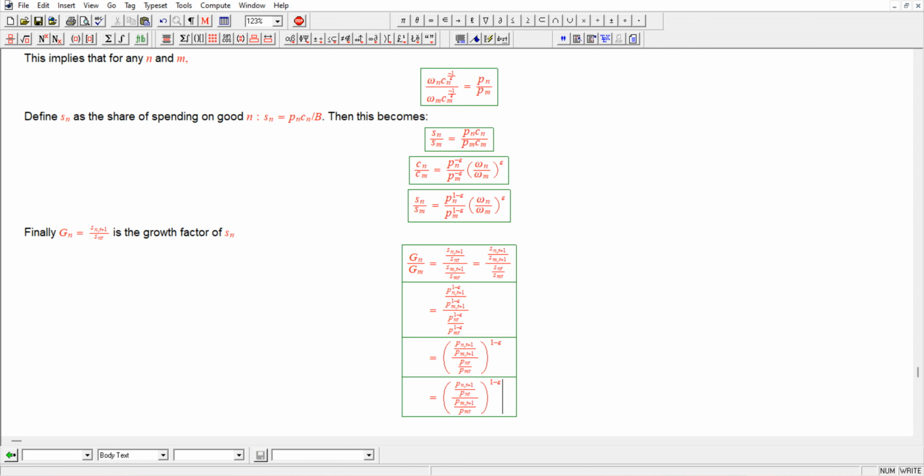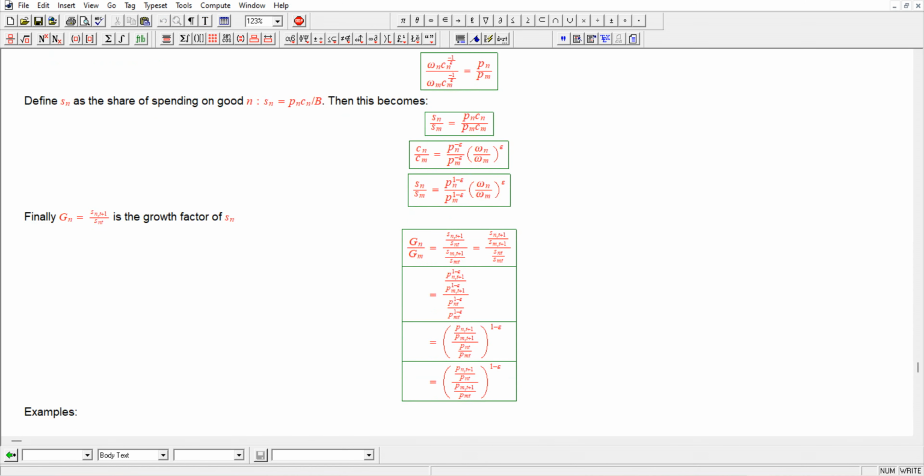Now epsilon greater than 1 means that goods are substitutes, and epsilon less than 1 means that goods are complements. And so we're getting that if goods are substitutes, then goods that become cheap rapidly grow to dominate. If goods are complements, then it's the opposite. So then the question is, why might it be that prices grow at different rates? And for that, let's look at an example.